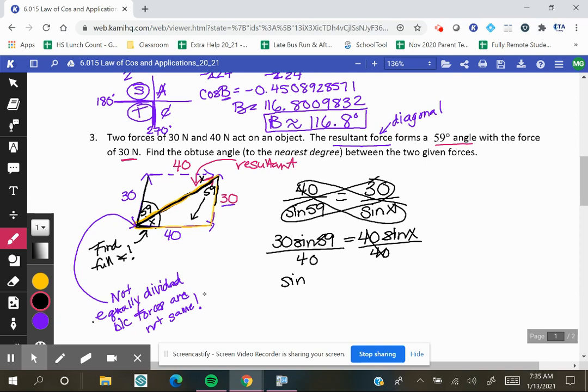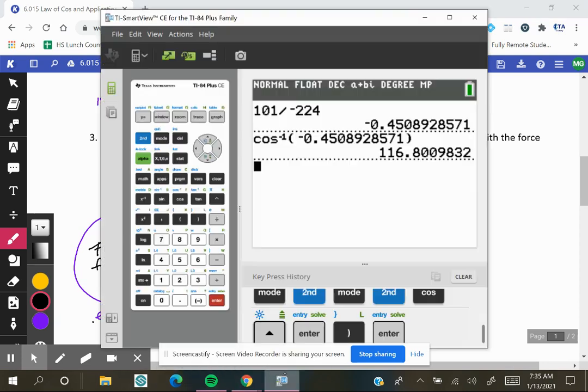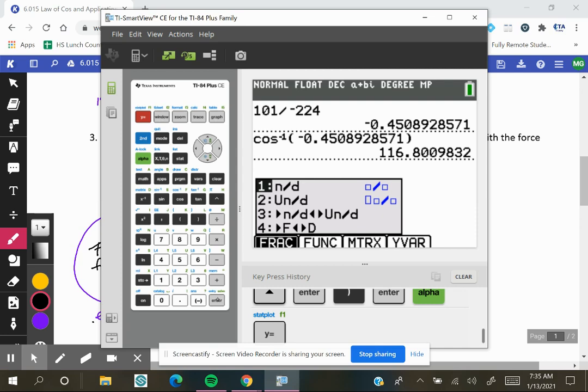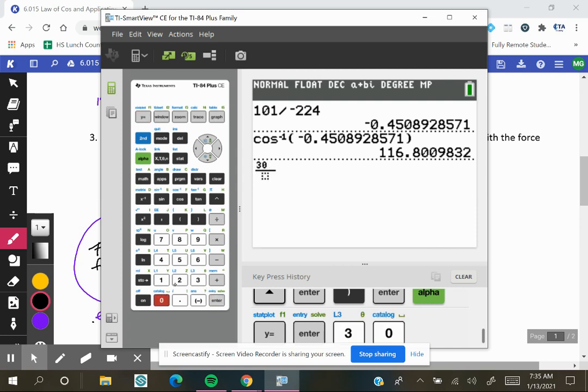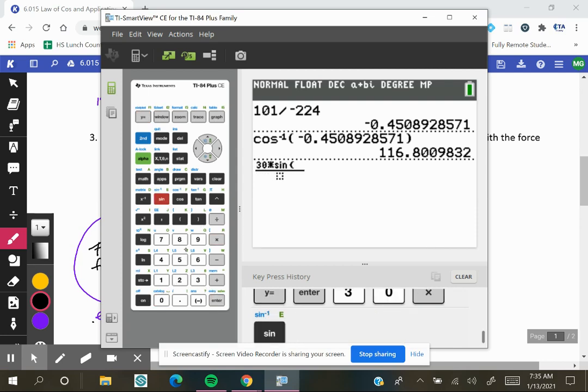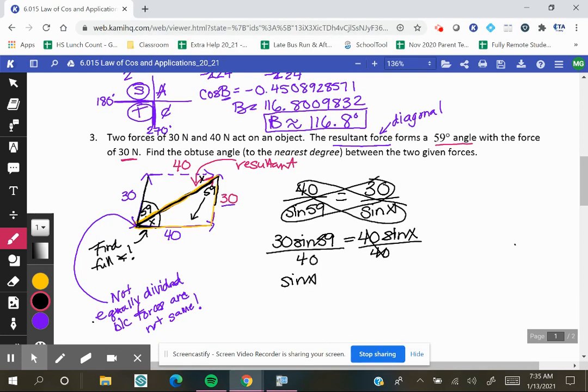And type that right into my calculator. I can write it right as alpha y equals, or you can type it straight in. So 30 times sine of 59. Again, make sure your calculator is in degree mode. And divided by 40. And we get that decimal. You want to write that out. 0.6428754755. And then we're looking for an angle again.